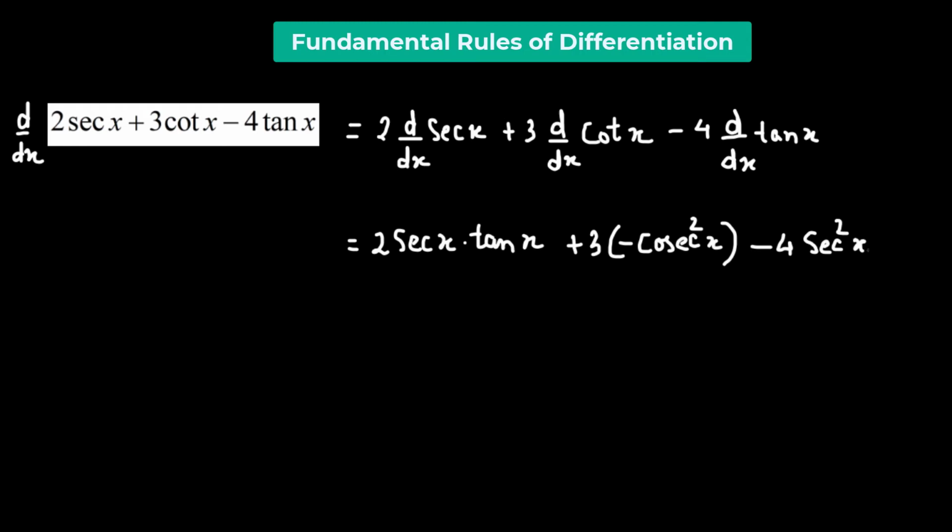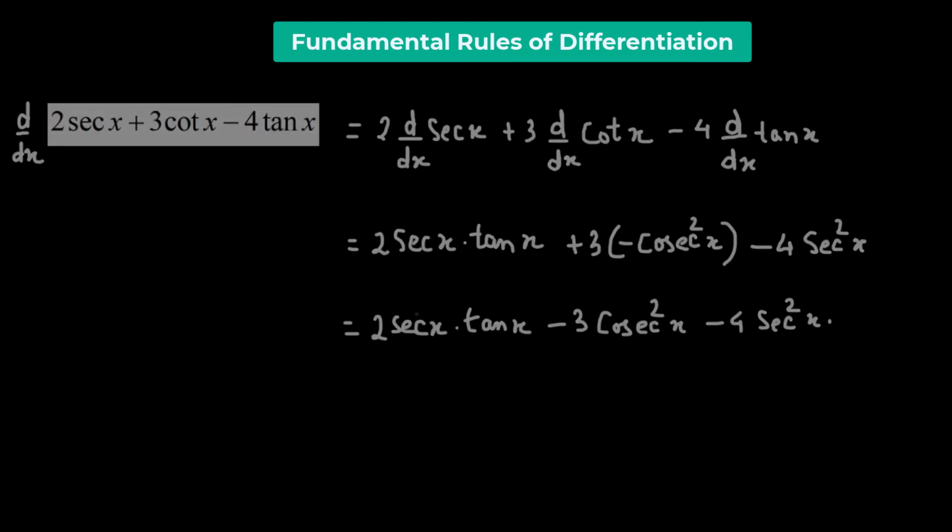minus 4 times the derivative of the tangent function, which is secant squared x. So our final answer will be 2 times secant x times tangent of x, minus 3 times cosecant squared x, minus 4 times secant squared x. So this is the derivative of the given function. Let's move on to the next question.